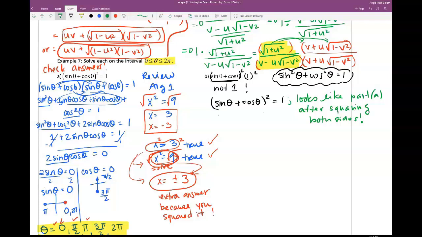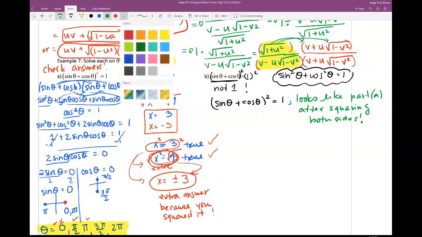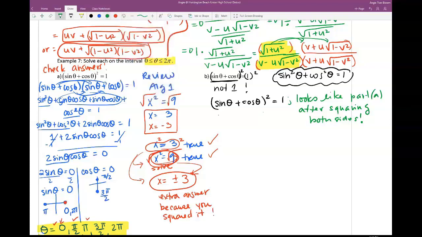But you know what? Since this is notes, let me teach you another way of solving. So let's use purple, okay? In part A, I solved it by multiplying it out. But what if I want to solve it by doing this, okay, taking the square root? Is that okay to do?